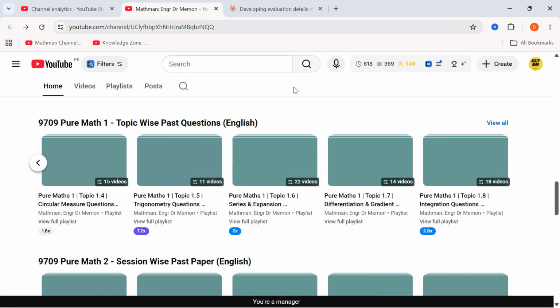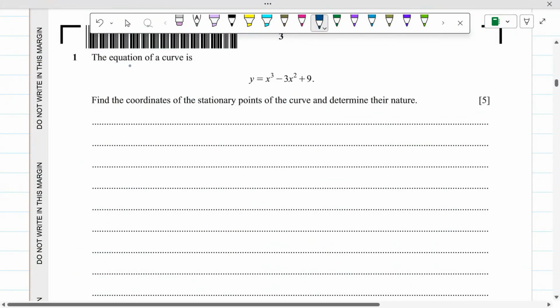Okay, let's move to question number 1. The equation of the curve is y equals x cubed minus 3x squared plus 9. Find the coordinates of the stationary points of the curve and determine their nature.